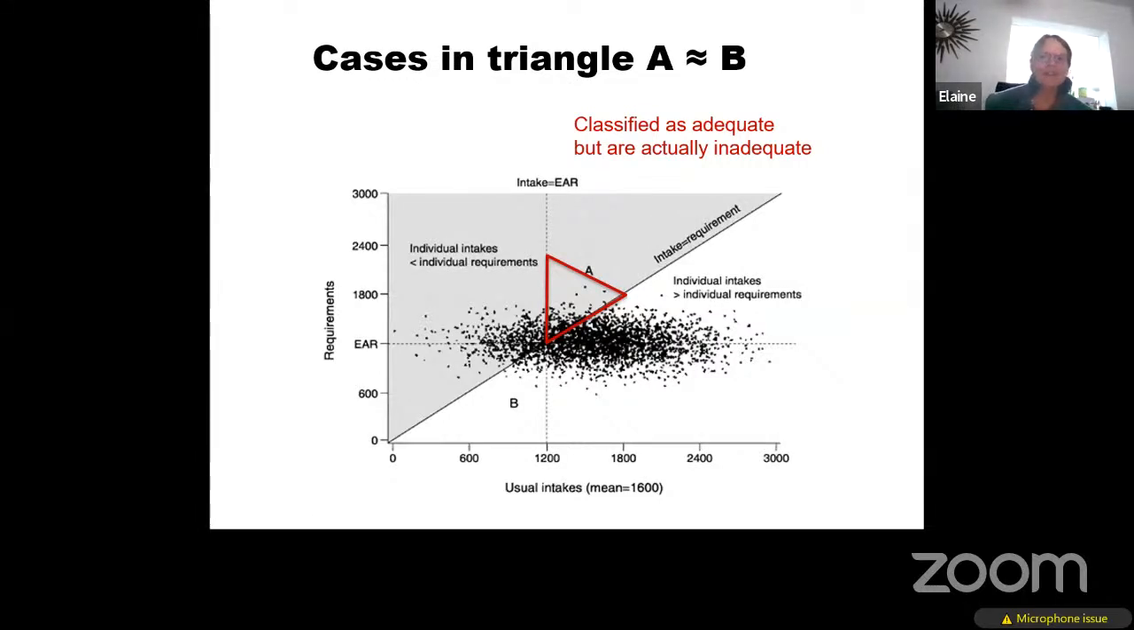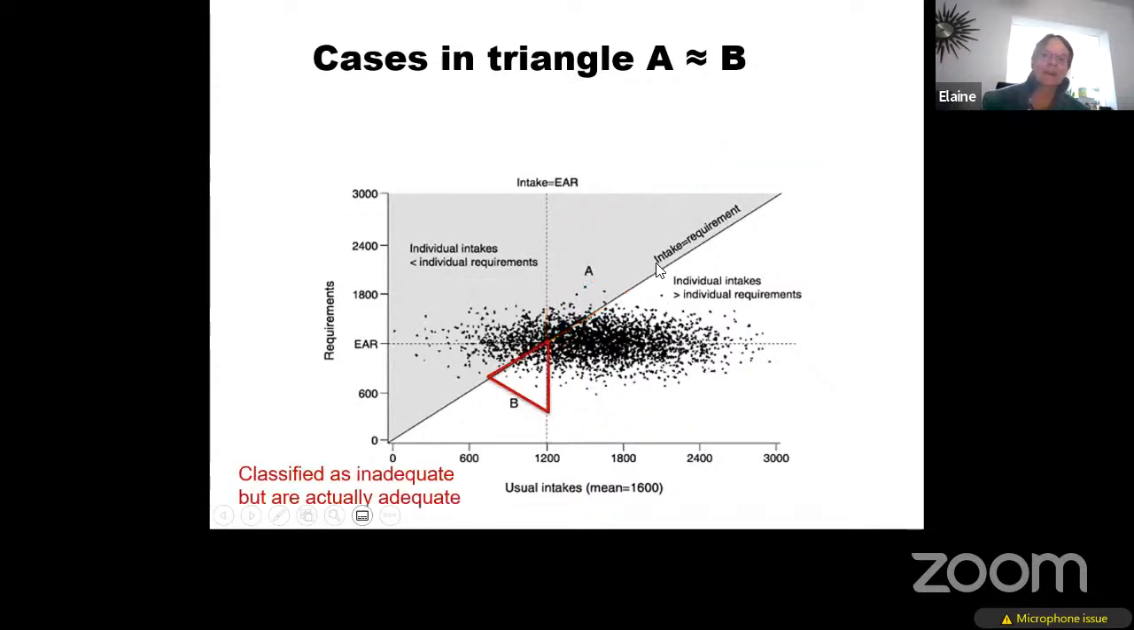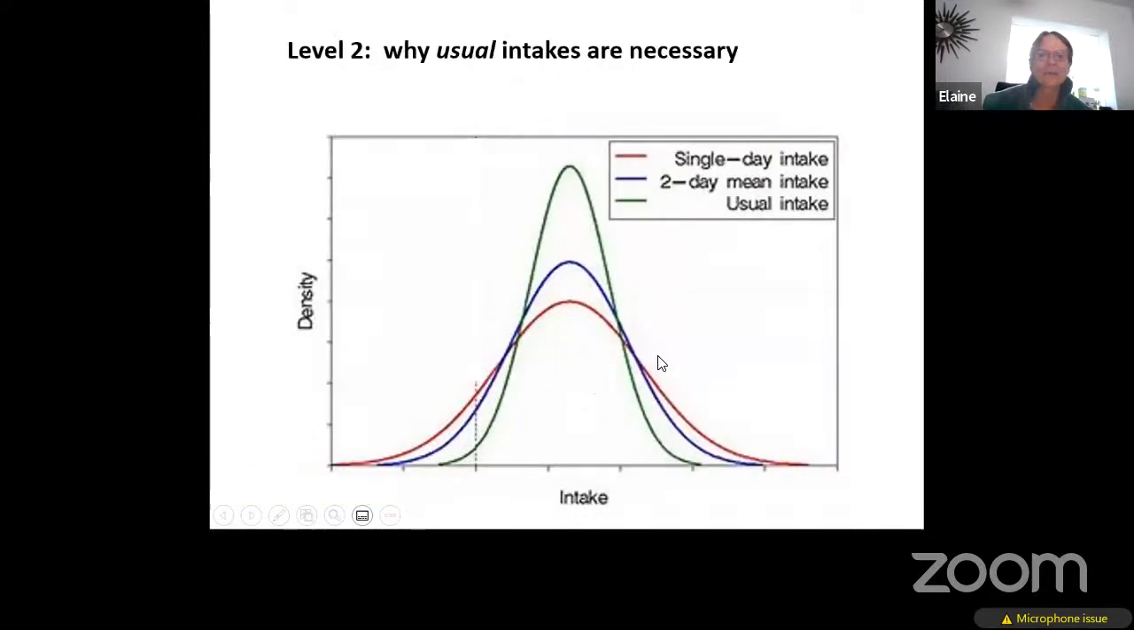So what we have here is, in this triangle, you see people who are classified as adequate, but they're actually inadequate because they're in that gray area. Here, we've got people that are classified as inadequate, but they are actually adequate. And what we're assuming is that these two boxes match, they cancel each other out. And that's why the EAR cut point approach will work. So that is how the EAR cut point is done.